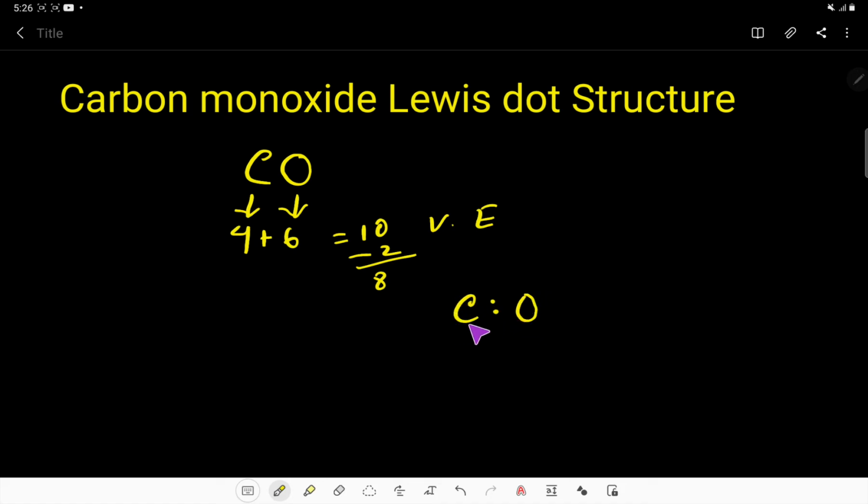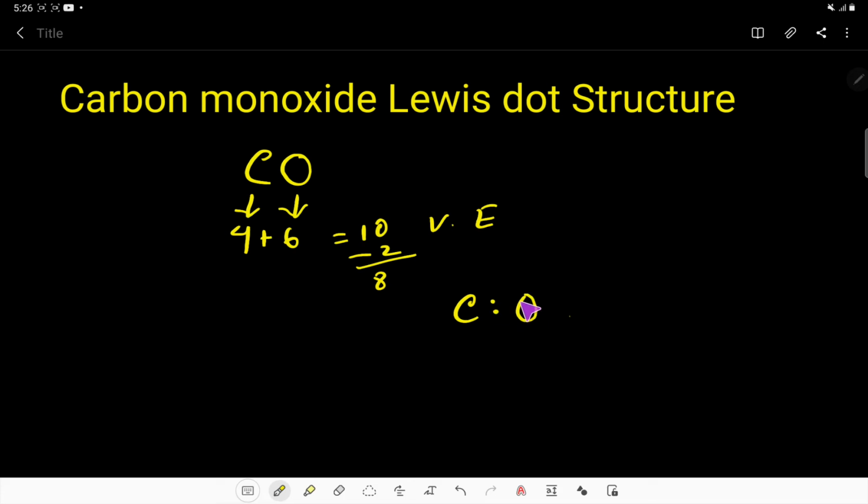Here the central atom is carbon and the outer atom is oxygen. Carbon is the center atom because it is less electronegative than oxygen. So we'll use these 8 valence electrons to satisfy the octet of the outer atom. So these two electrons are shared equally by both atoms. So this oxygen has 2 valence electrons now, this carbon has 2.